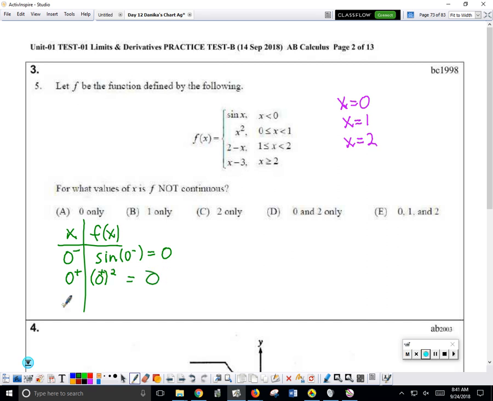So the left and right limits are the same. The left and right limits match. There's no jump. And there's also no removable, well, there could be a removable, so I have to check what happens right at 0. Precisely at 0, I still get 0, so the function is continuous at 0. That's the logic you should be using.